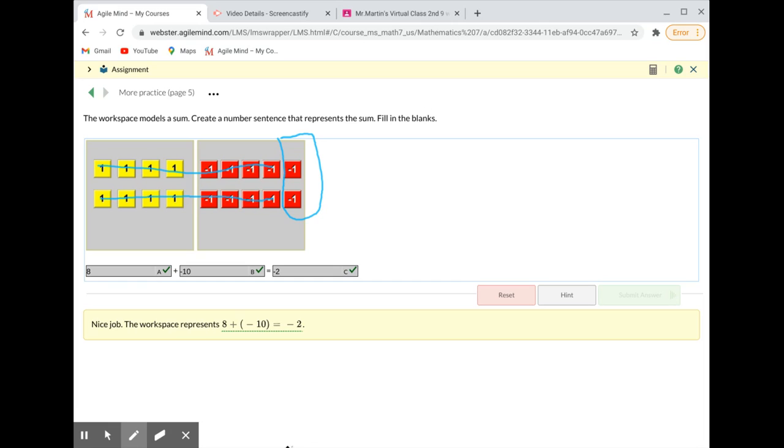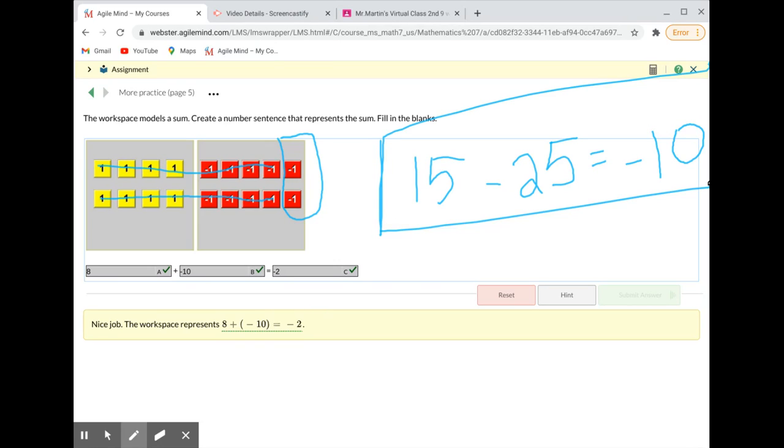Yes, sir. All right. So what I want you to do right now, I want you to come up with, it's actually a higher order thinking question. What that means is we're going to actually use our mind and come up with a real world situation for this number sentence. 15 minus 25 equals -10. I want you to come up with a real world story that would go along with that right there.